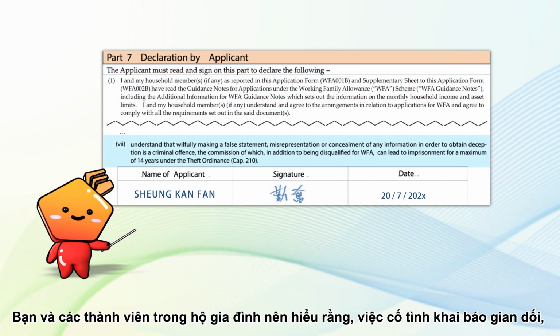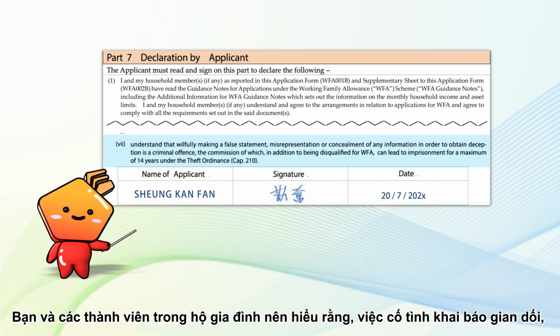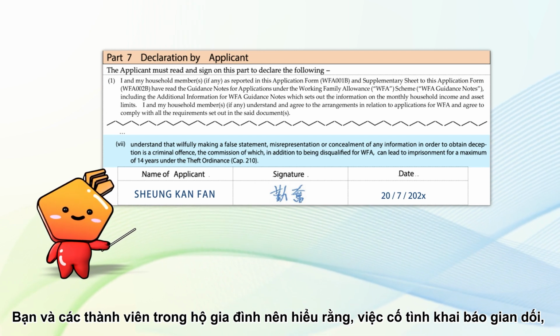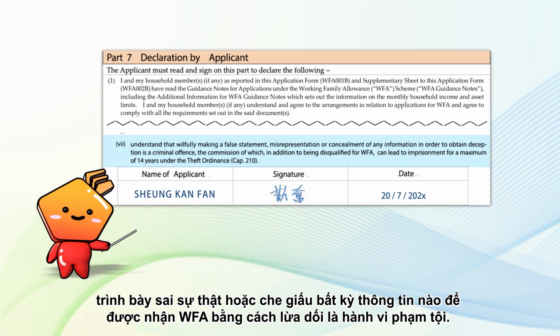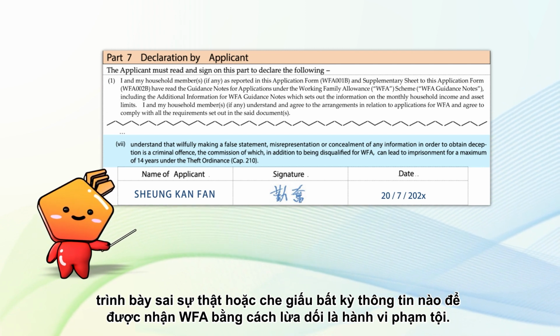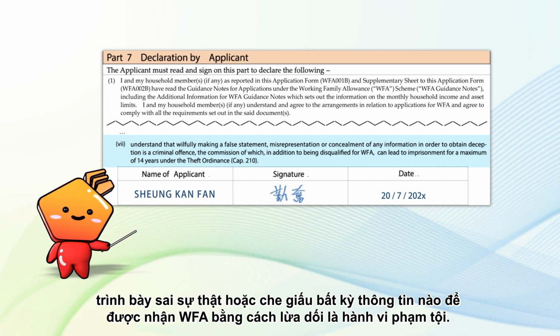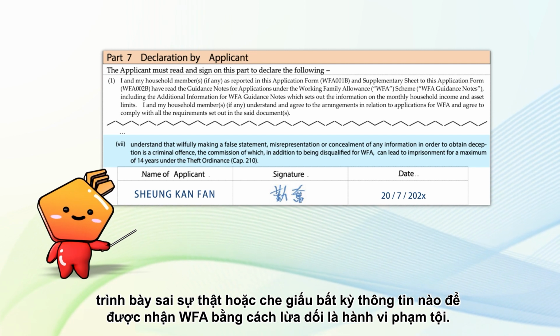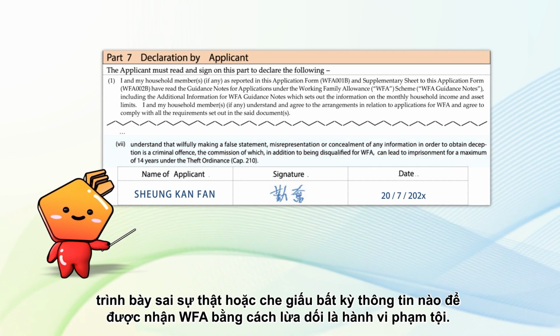You and your household members should understand that willfully making a false statement, misrepresentation, or concealment of any information in order to obtain DUFA by deception is a criminal offense.